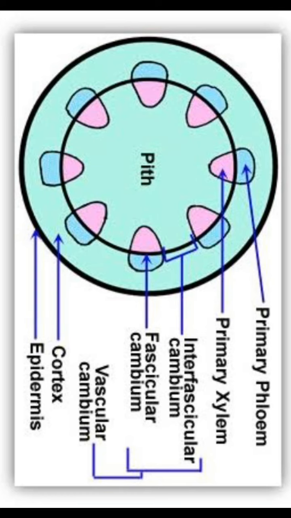Later it forms a complete ring. So the complete ring you can see in this diagram, students. Next, let us see how the complete ring is forming, how the cambium ring is forming in detail.